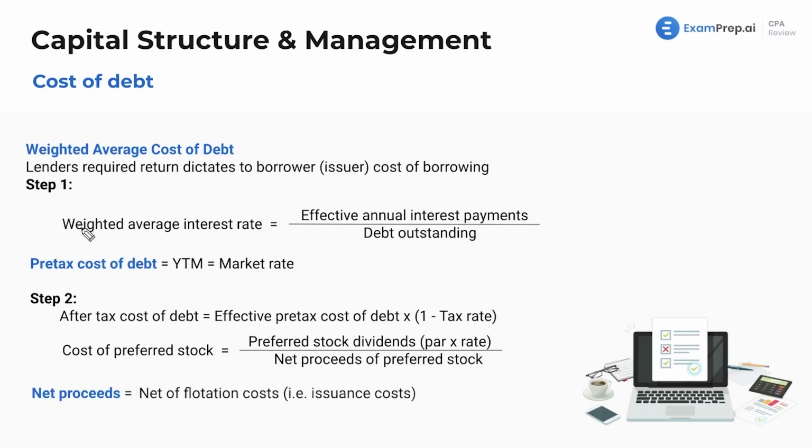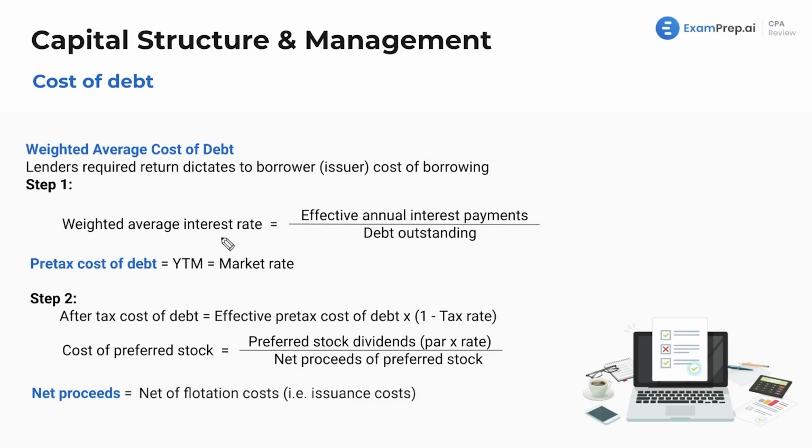We're going to use the weighted average interest rate, and we're going to use our effective annual interest payments divided by debts outstanding. And wouldn't you know it, this is outflows divided by inflows. It's a little bit different because it's not all of your total inflows. It's just whatever's outstanding still. But same realm of what we talked about. Just want to tie it in for you.